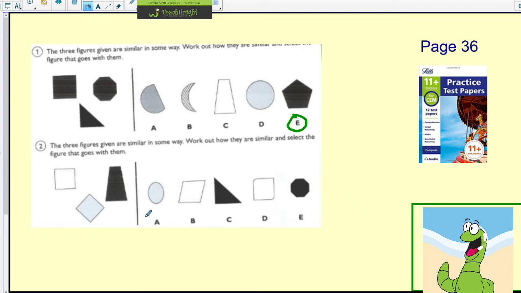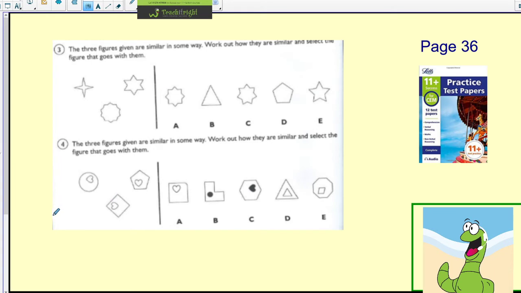Question 2, the answer is B. And it's because all these shapes are four-sided. They're quadrilaterals. Question 3, the answer is A. And it's because the figures on the left are all stars with an even number of points. So, for example, we've got 4 points, 6 points, and so on. So we need to be even pointed stars.